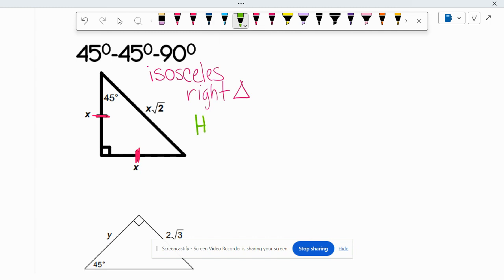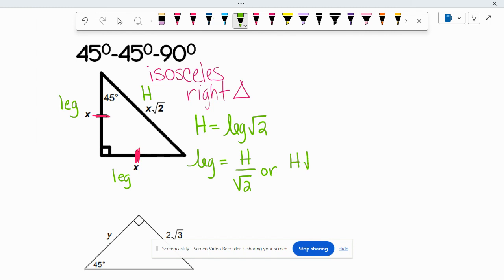The hypotenuse equals the leg times the square root of 2. This is my hypotenuse, and this is my leg. This is also my leg. They're congruent. Okay. If I don't know the leg, I'm given the hypotenuse. I can find the leg by doing two different things. I can either take the hypotenuse and divide it by the square root of 2, or I can take the hypotenuse times the square root of 2 all over 2.